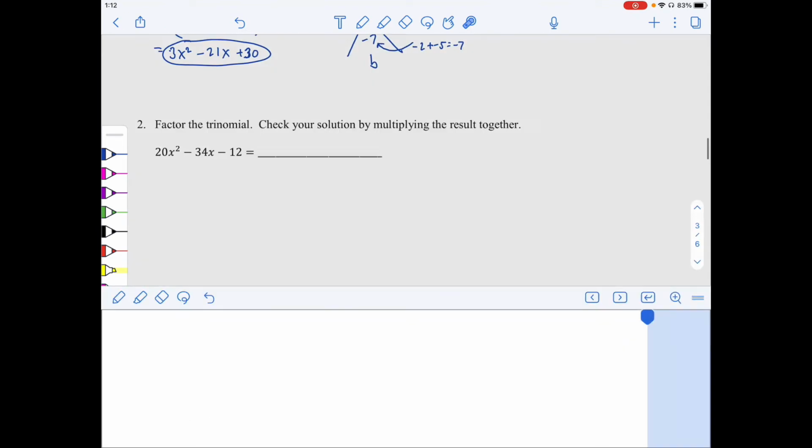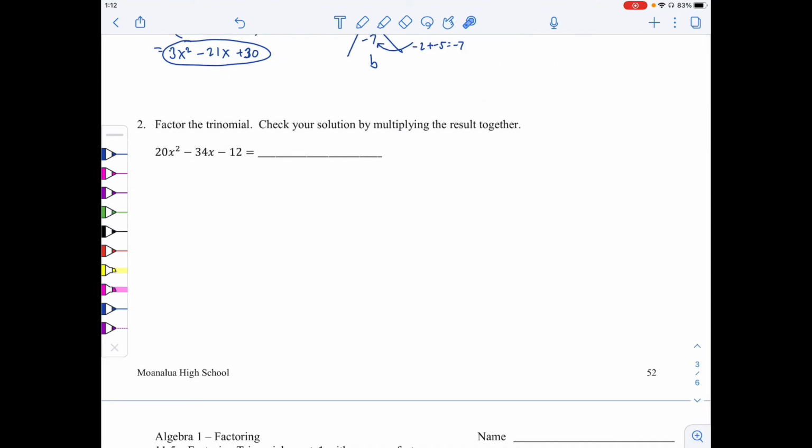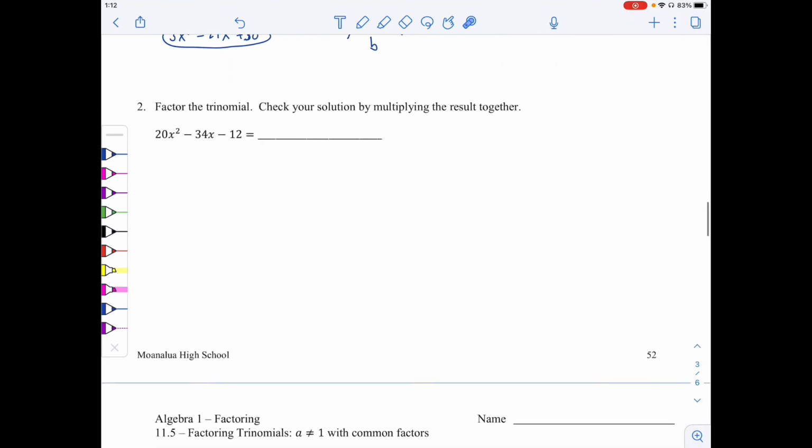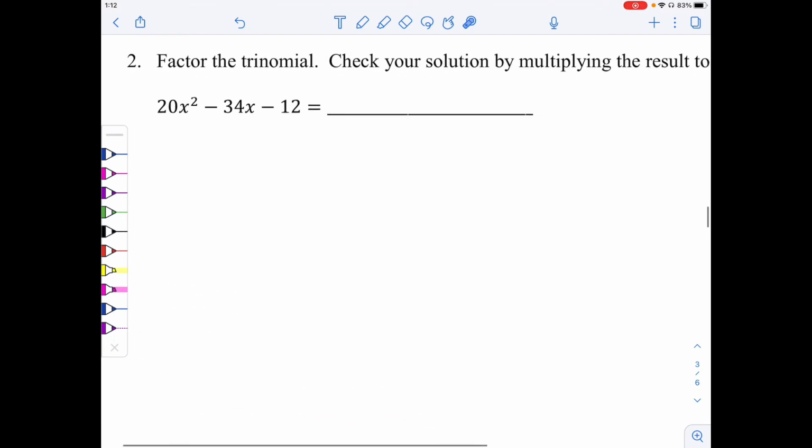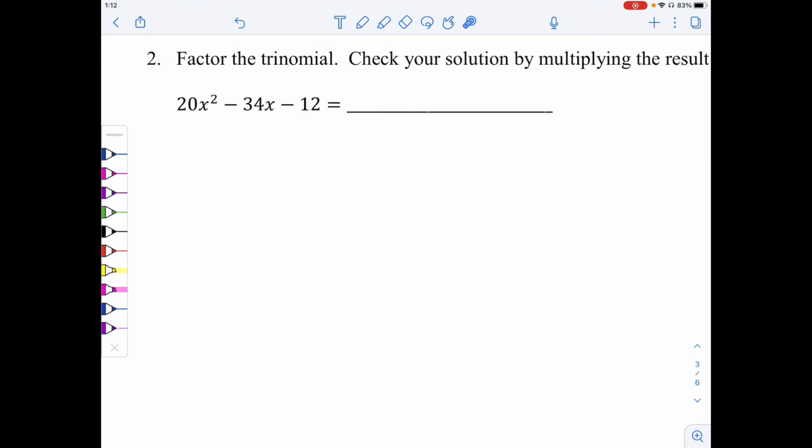Okay, see number 2. Okay, so we're going to factor the trinomial. Number 2, let's look at what's the common factor. What if we can't see it, right? Let's find the GCF. So what if we can't see it?